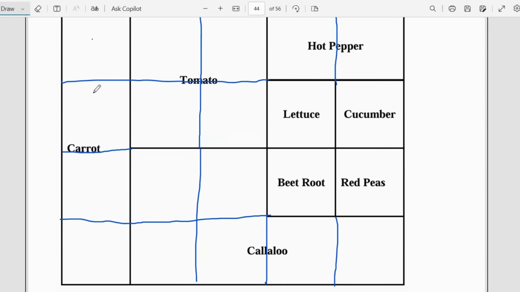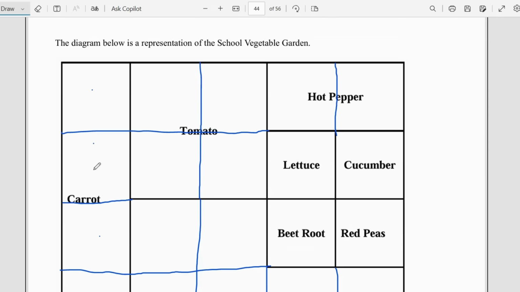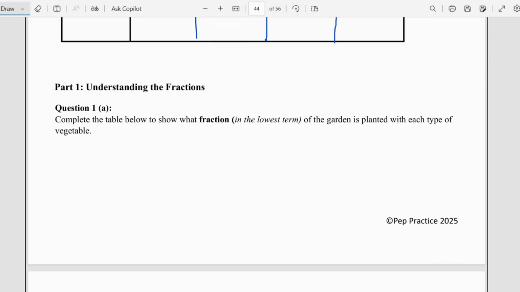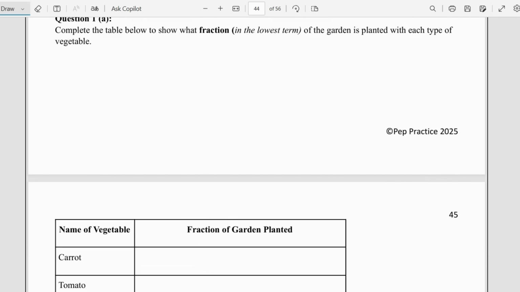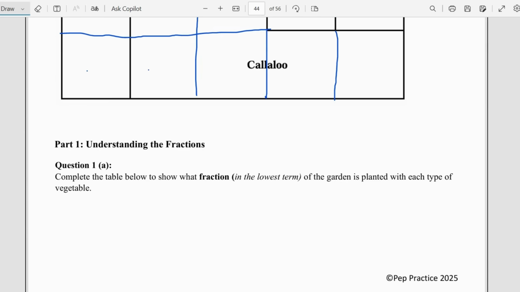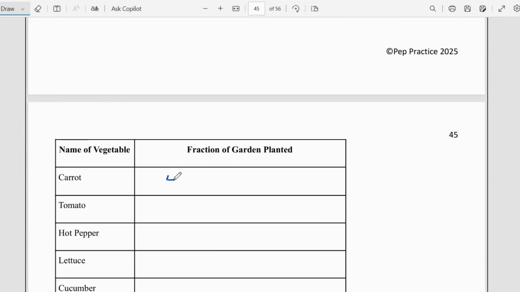So we have 1, 2, 3, 4, 5. 1, 2, 3, 4, and 1, 2, 3, 4, 5. So 4 times 5, that's 20. So there are 20 pieces in the garden. Complete the table below to show what fraction in its lowest terms of the garden is planted with each type of vegetable. So for carrot, I believe it was 4. That's 4 over 20. In its lowest terms is 1 over 5.